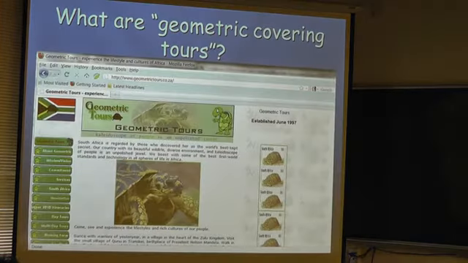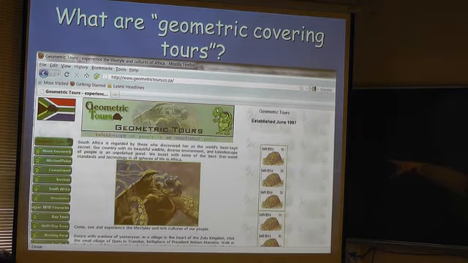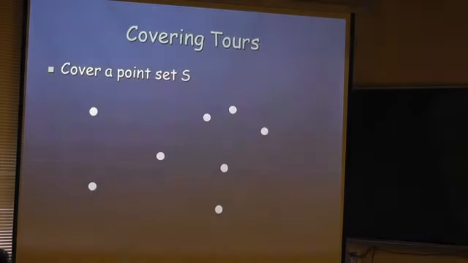And in Africa, there's a company called Geometric Tours, and you get this. This is exactly the page that Google thinks you need. Well, actually, that was before I gave this talk. Now that I've given this talk, I think this pops up. So this is what it used to be.